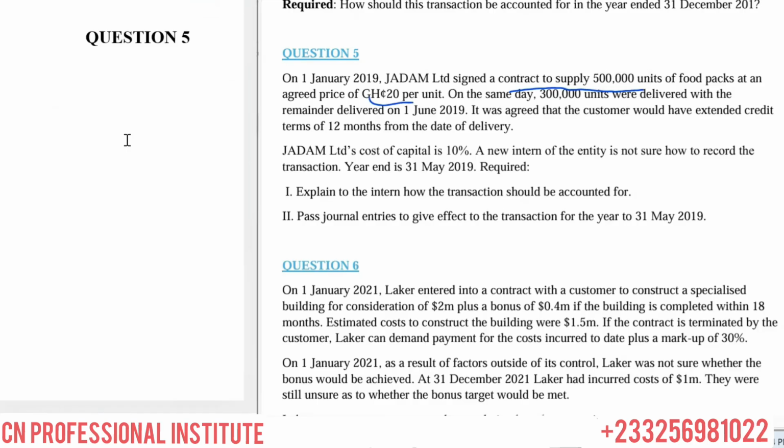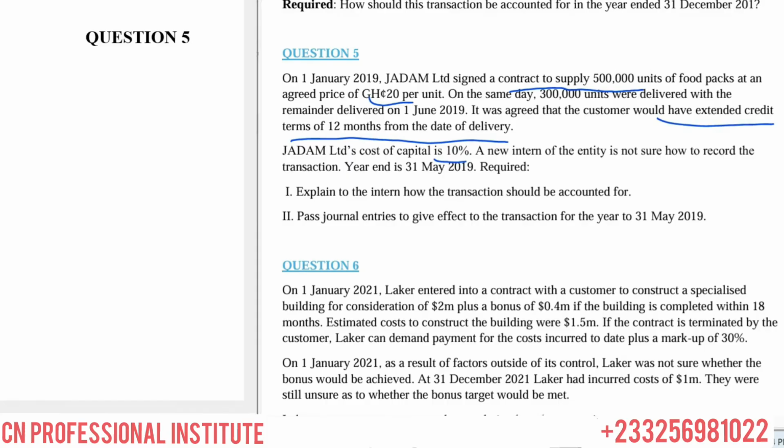On the same day, 300,000 units were delivered with the remainder delivered on 1st June 2019. It was agreed that the customer would have extended credit terms of 12 months from the date of delivery. Jadam's cost of capital is 10%. A new intern of the entity is not sure how to record the transaction.